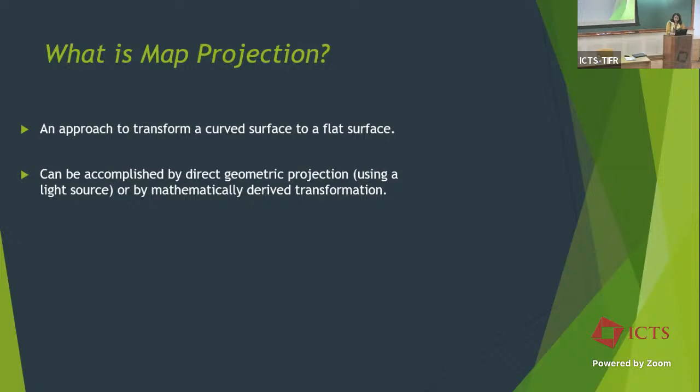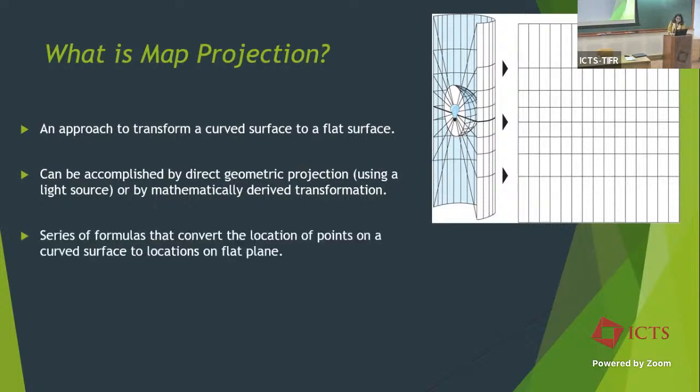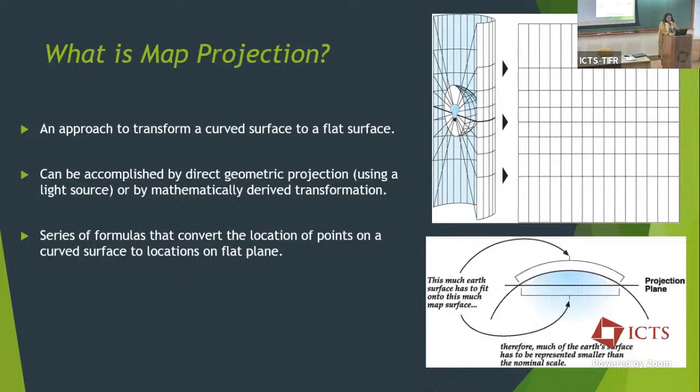Now, what I mean by geometric projection using a light source is you can imagine that there is a light at the center of that model of the Earth, the globe, which has a grid on it. Now, when we project that, we get onto a surface that would be a curved, some kind of non-flat surface. And then we flatten out that surface. That process is a geometric way of projecting, very broadly. Or you can do this mathematically through a series of formulas that convert the location of points on a curved surface to locations on a flat plane. That's essentially what the mathematical approach does.